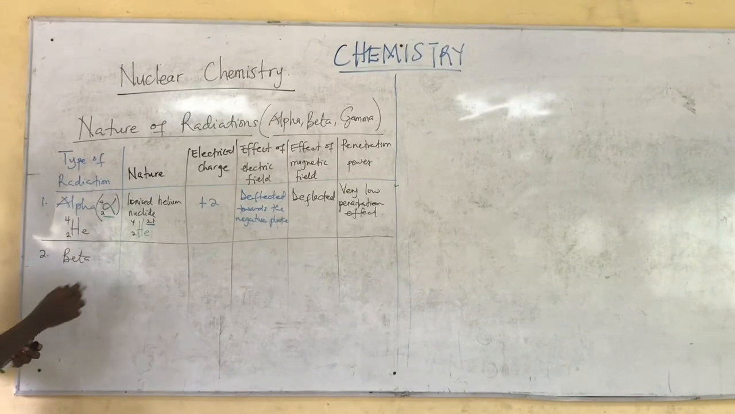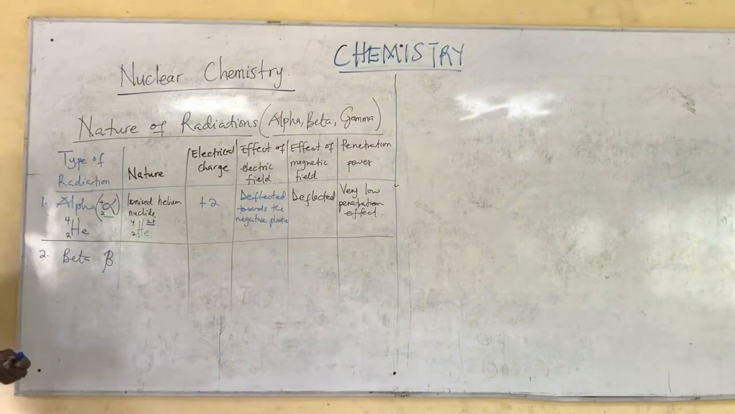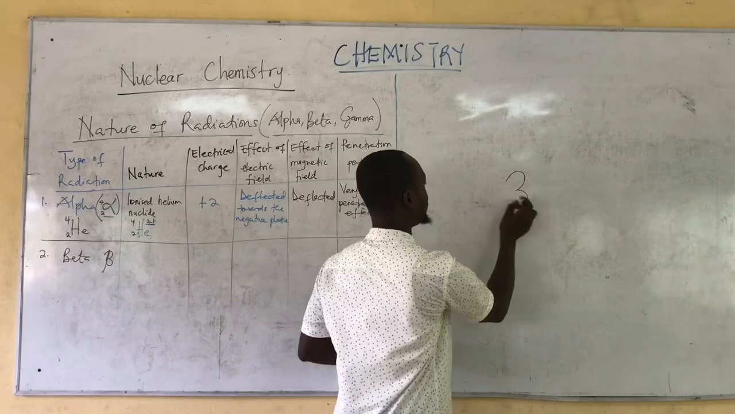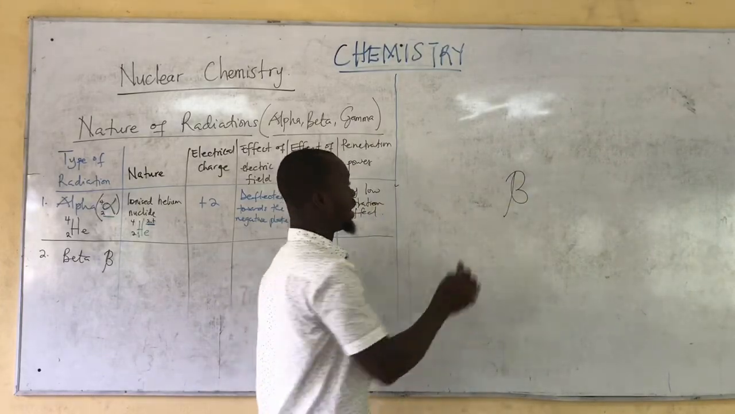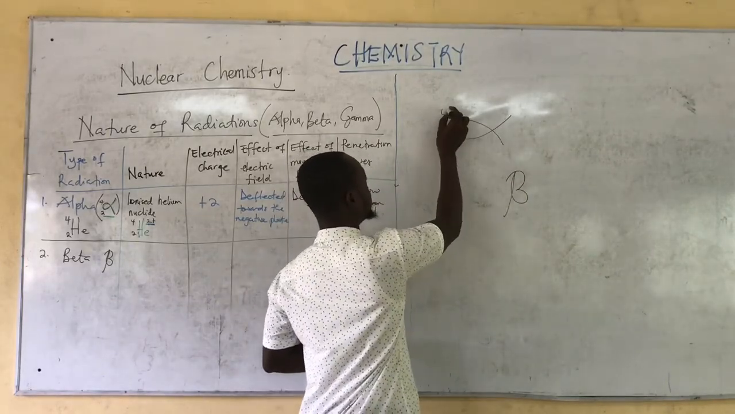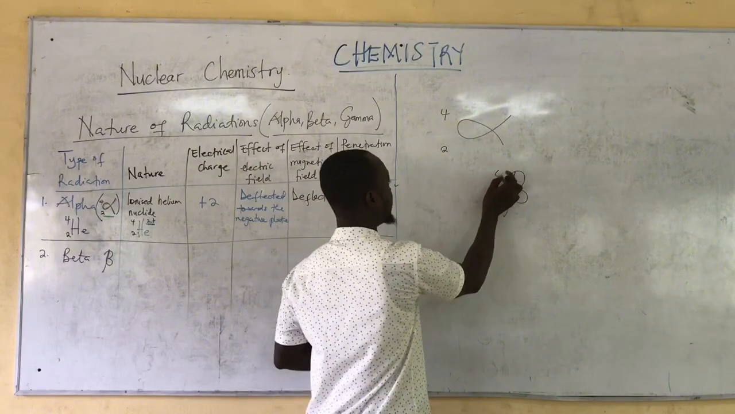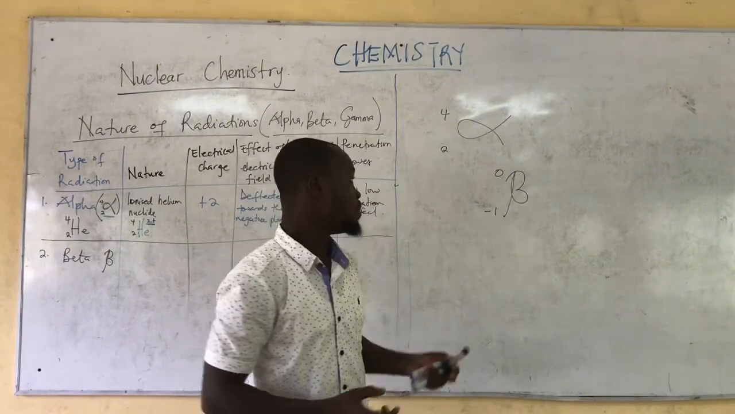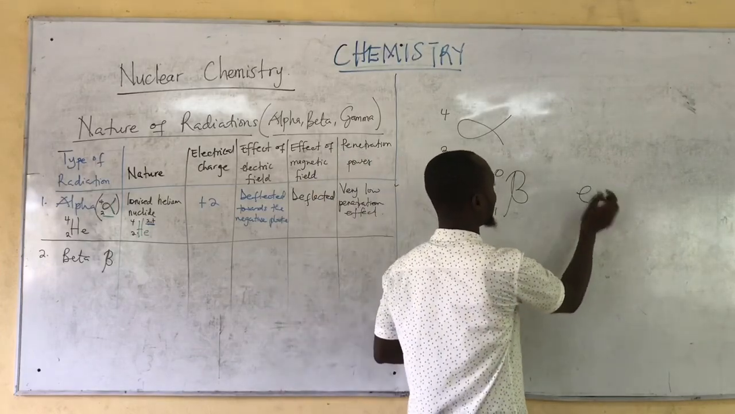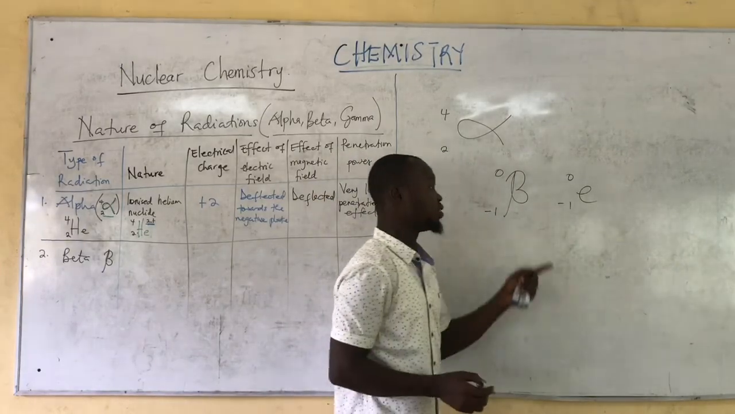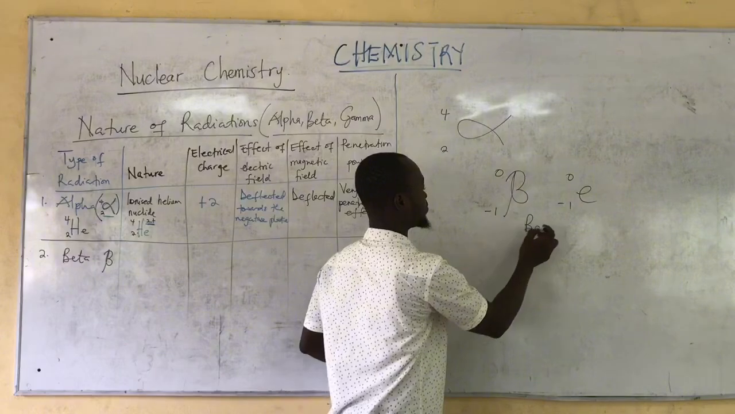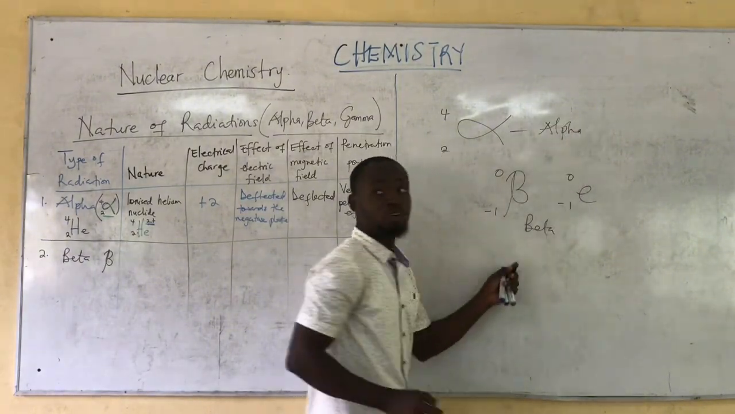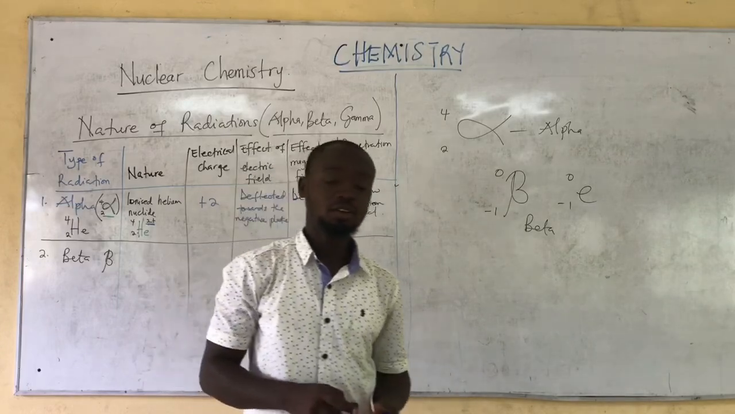The beta particle is denoted like this. This is a symbol of the beta particle. Is that okay? And then this is the alpha particle, and this is the beta particle. The beta particle can also be represented using e, an electron. So alpha, beta particle. Is that okay?